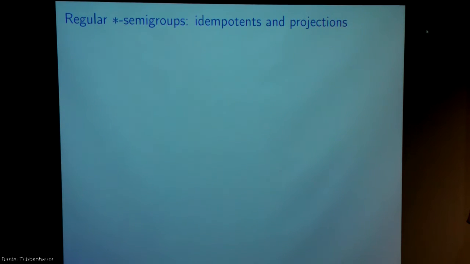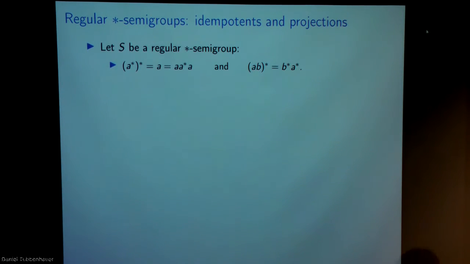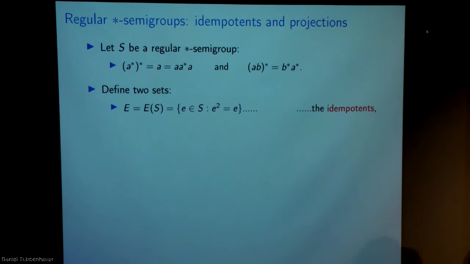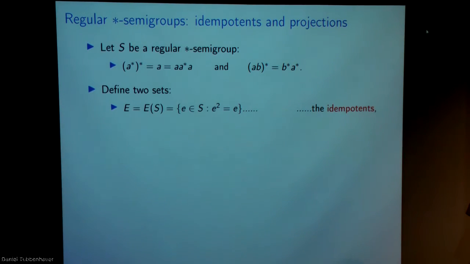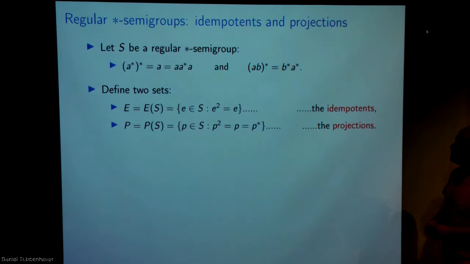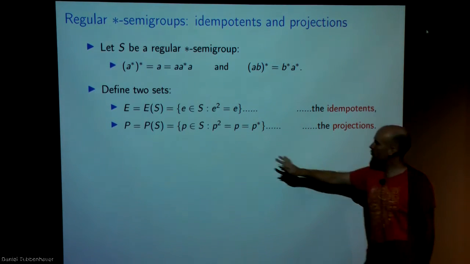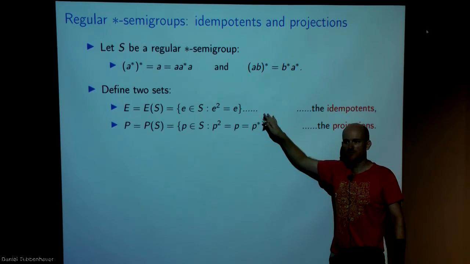Let's try and play the game we did before with inverse semigroups, but now do this with regular star semigroups. The idempotents played a really important role with inverse semigroups. They gave us the objects of our groupoids, but it turns out that there's an even more special set, which we call projections. They're just the idempotents that are also fixed by the involution.